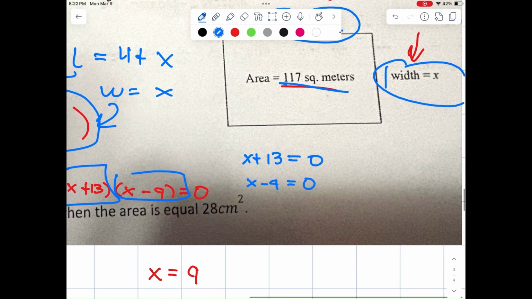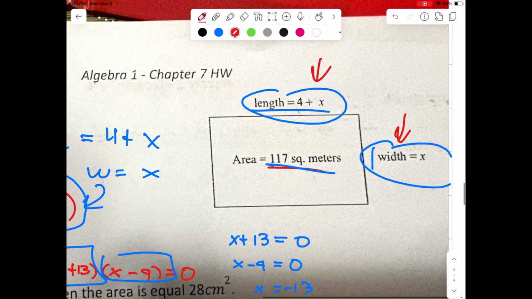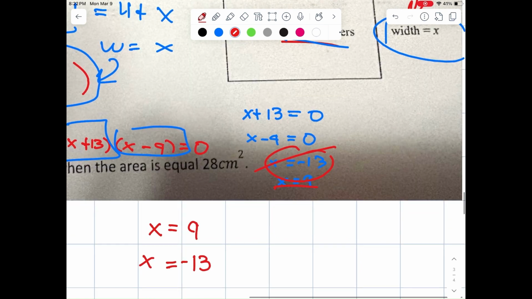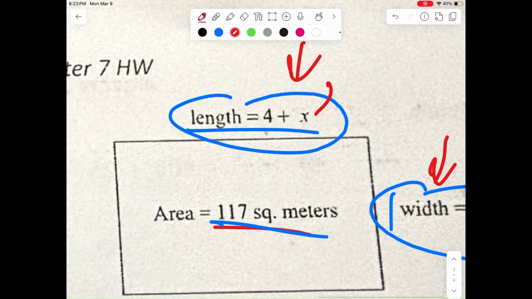And remember, we're going to treat these as their own separate thing. So we're going to have x plus 13 equals 0 and x minus 9 equals 0. So you're left with x equals negative 13 and x equals 9. Except we don't necessarily have to keep both, because one is not going to be true. If you think about this rectangle in the real world, we can't have it be a negative number. There is no negative length. So we're going to throw this one out. We're going to say x equals negative 13 doesn't make sense. x equals 9 though? That does.